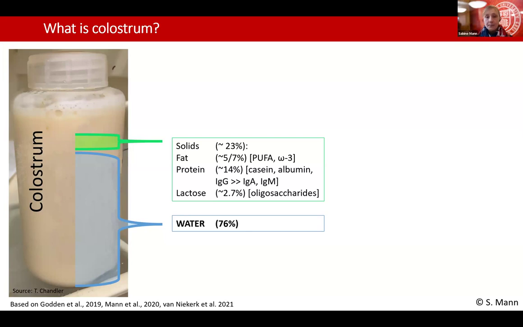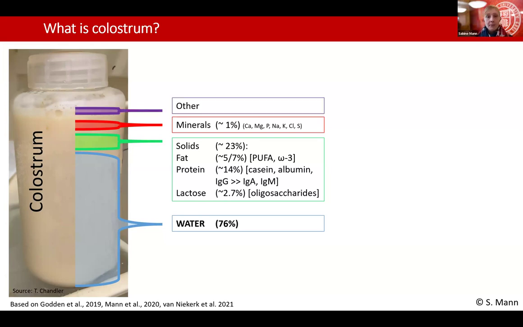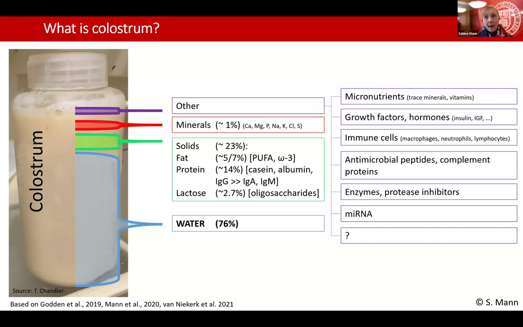these neonates. And then we have minerals in colostrum, very important, specifically the calcium component, which sometimes gets our cows in trouble because they're putting a lot of calcium in the colostrum, but it's important for the calf to receive this mineral and other minerals in colostrum. And then there's a tiny component that I call other. And when we open this up, it shows just how broad the ingredients, the components of colostrum are.